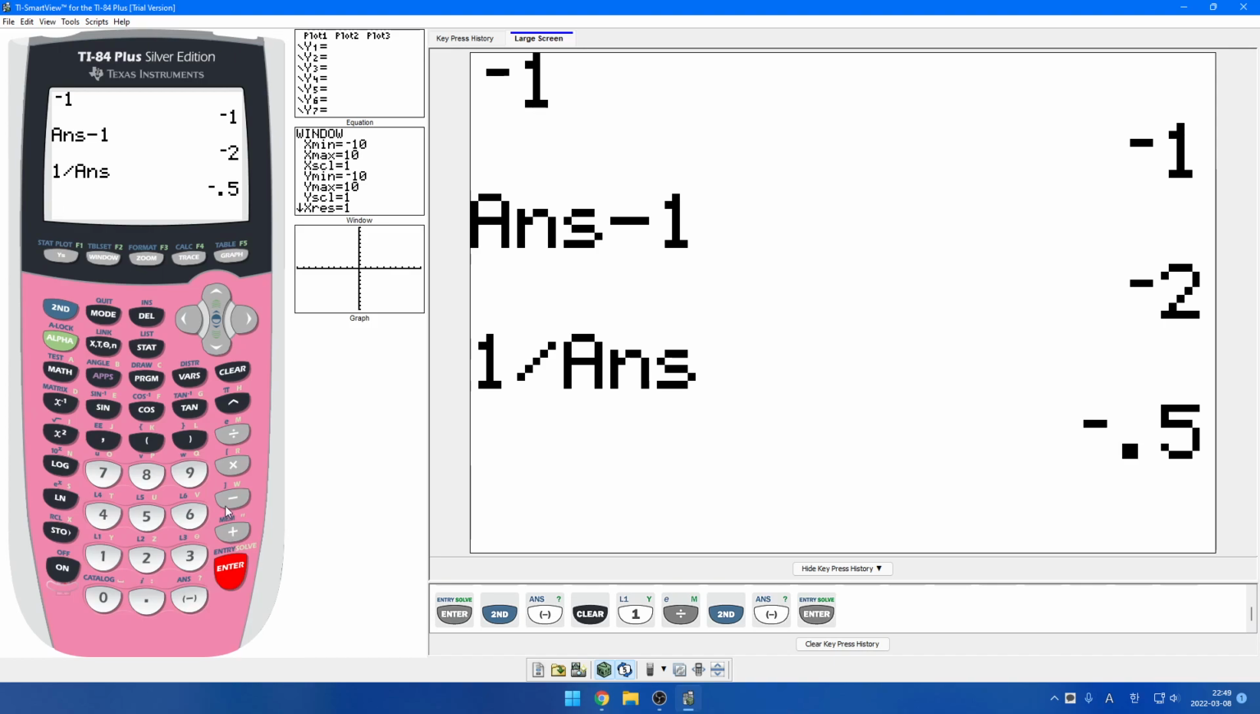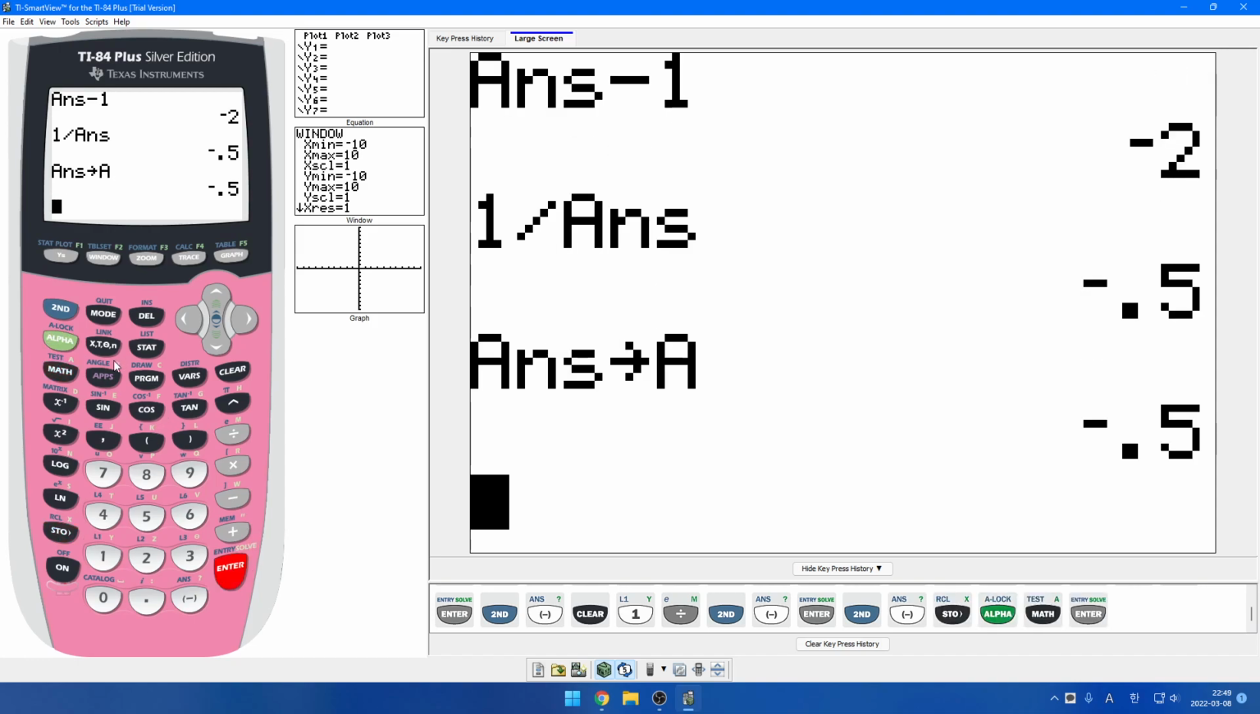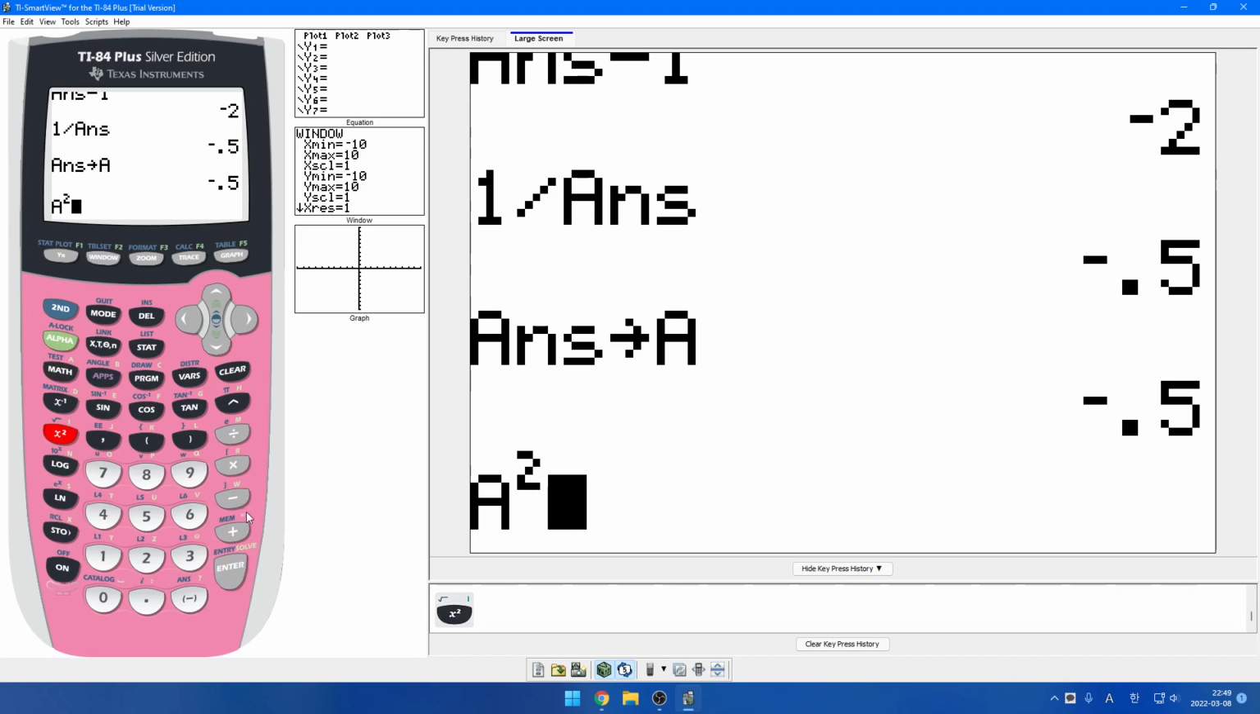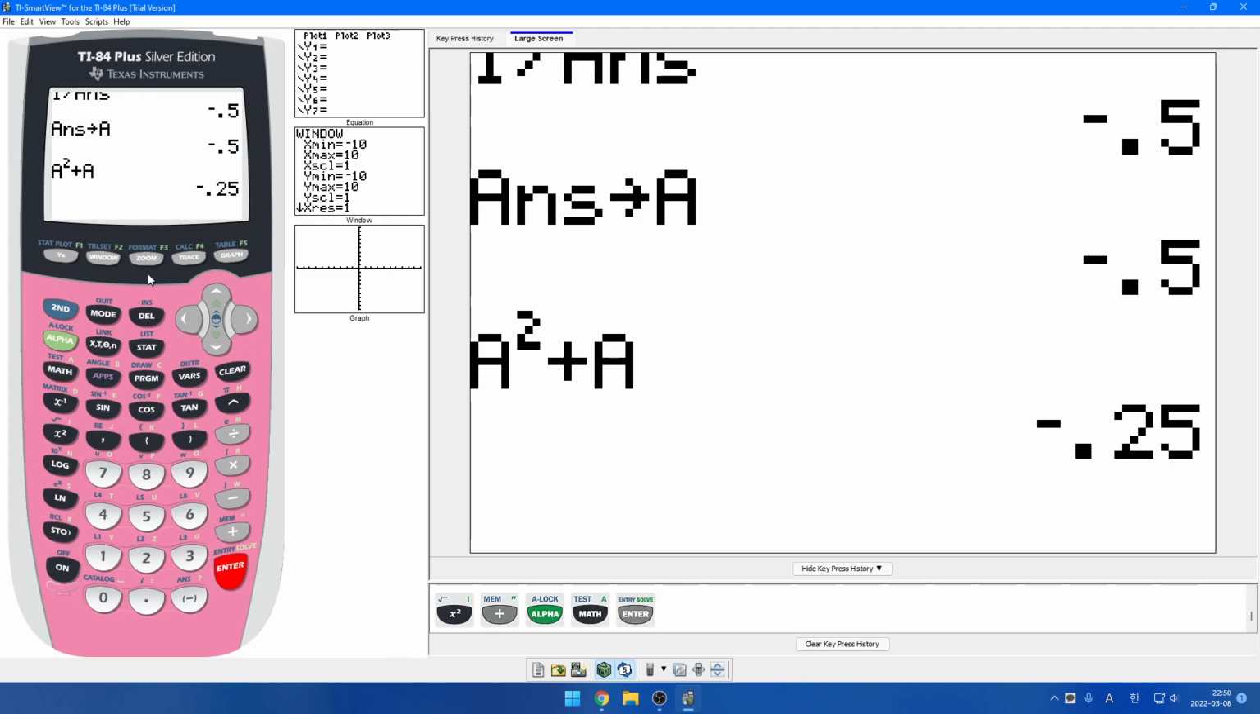-0.5. Lastly, on this section, we're going to use the STO button. This means store, and it stores an answer or a number to an alphabet. This works with the alpha button here. So let's try to save our answer as A. Second answer, store, alpha A. Now I can use A as a variable, for example alpha A squared plus alpha A. Let's see what that gives us. -0.25.